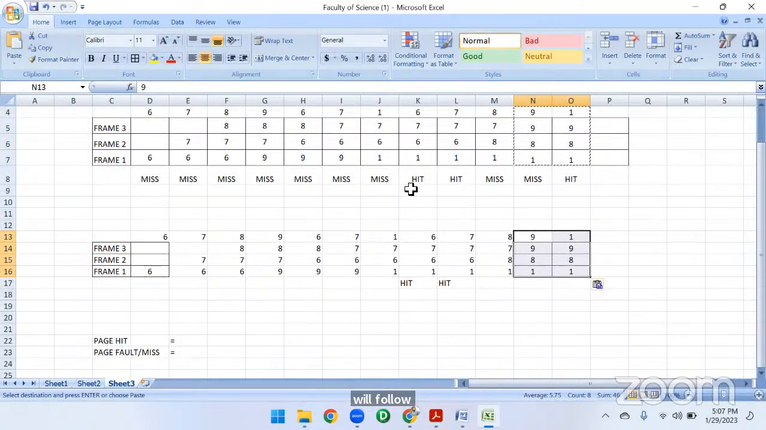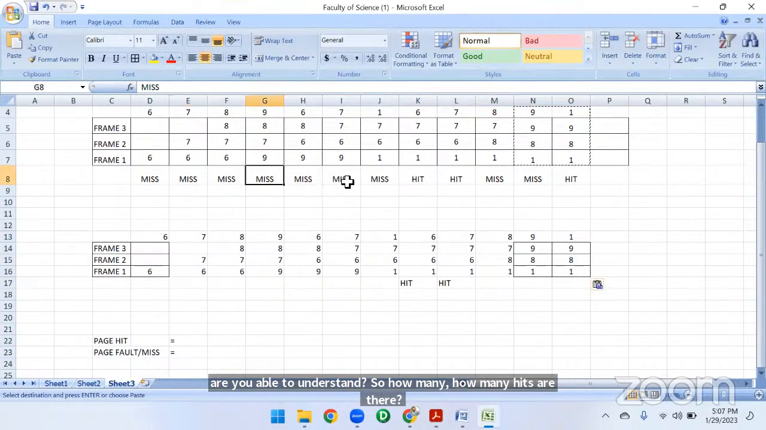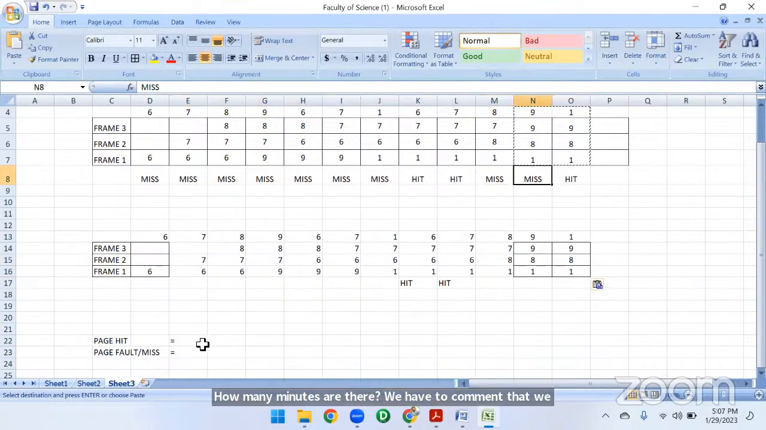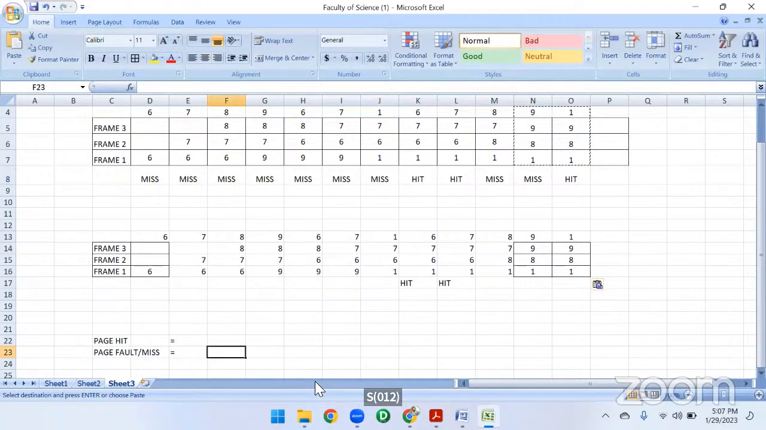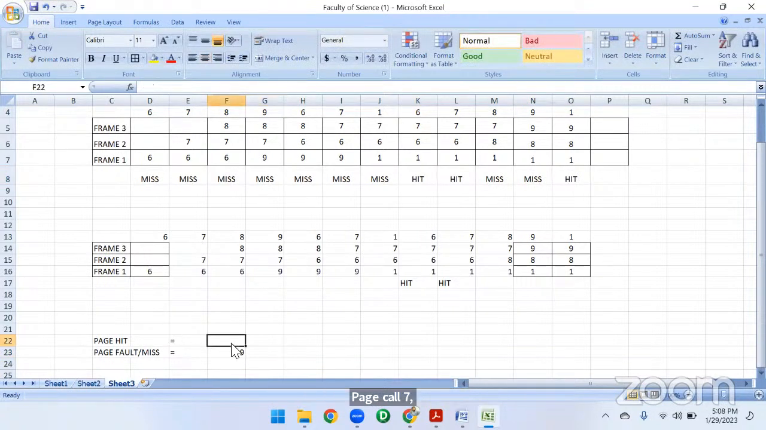So how many hits are there, how many misses are there? We have to count and we have to provide the name here. So 1, 2, 3, 4, 5, hits. 6, 7, 8, 9, right? So page faults are 9 and hits are 3. So this is the page replacement algorithm. Okay, this is called a page replacement algorithm.